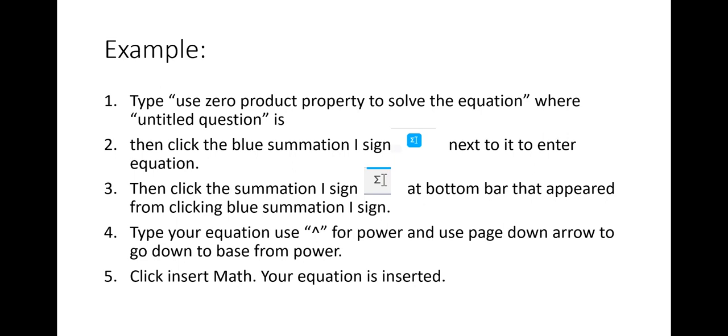I'll click on the sigma I sign again, which is gray in color now, to enter my equation. So I'll type the equation, and I use the caret button for a power. Once you use the caret button, it will raise to a power. You enter your power, and then use the down arrow to come down to the base to continue typing your equation. Once you're done typing your equation, go to step 5, click insert math. Your equation is inserted.